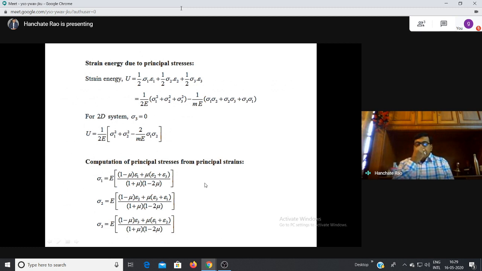For strain energy, the work done by the forces is stored as strain energy within the body: half of sigma 1 epsilon 1 plus half of sigma 2 epsilon 2 plus half of sigma 3 epsilon 3, where epsilon 1, epsilon 2, epsilon 3 are the principal strains. Okay, these are equal to principal strains. For a two-dimensional system, only sigma 1 and sigma 2 will be there, sigma 3 is equal to 0. So if you substitute, the strain energy is equal to 1 by 2E into sigma 1 square plus sigma 2 square minus 2 by m sigma 1 sigma 2.